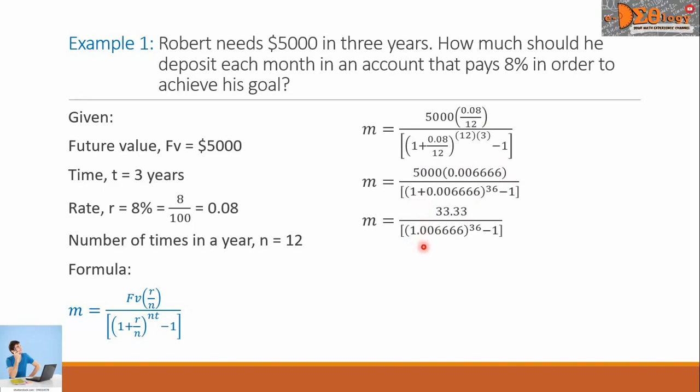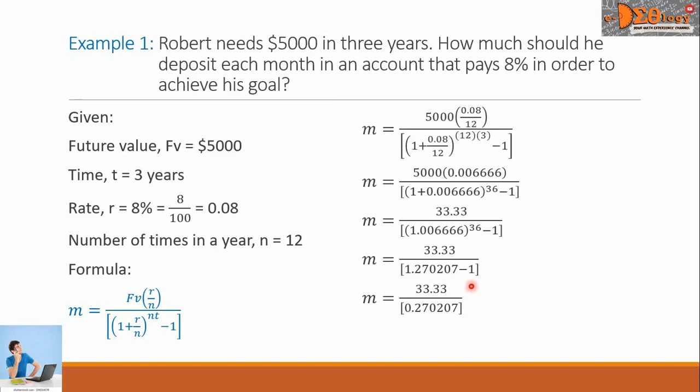So we have 1.006666, that is raised to 36. And that minus 1, we will simply copy. We can get the simplified value of this decimal raised to 36, and the answer is 1.270207. And if we subtract this by 1, this whole number 1 here will disappear, and only a pure decimal will come at the bottom in the denominator.